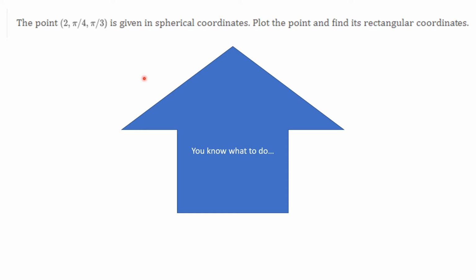Let's practice that with a problem. The point (2, pi over 4, pi over 3) is given in spherical coordinates. And by the way, someone has to tell you what this coordinate is given in, but it's given in spherical coordinates. Plot this point and find its rectangular coordinates. You know what to do.